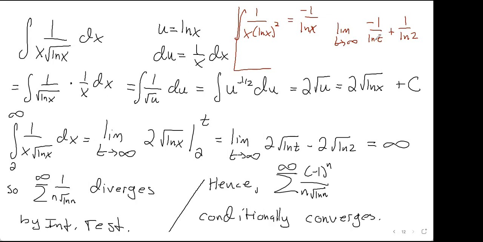I guess what could happen? If for some reason this limit just didn't exist, that would also mean diverges. But if this limit gives you any finite number at all, then it converges. Then we would say the integral converges. That was the terminology we used. And if the integral converges, then the series also converges. Okay, thank you.